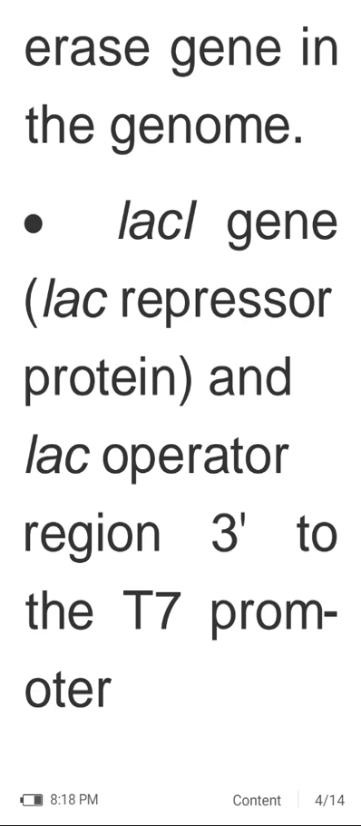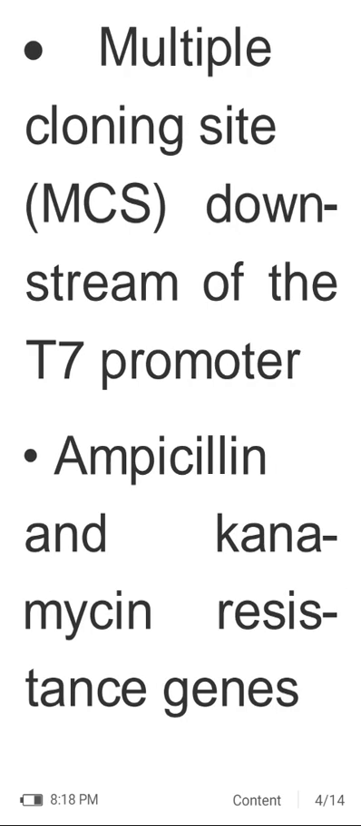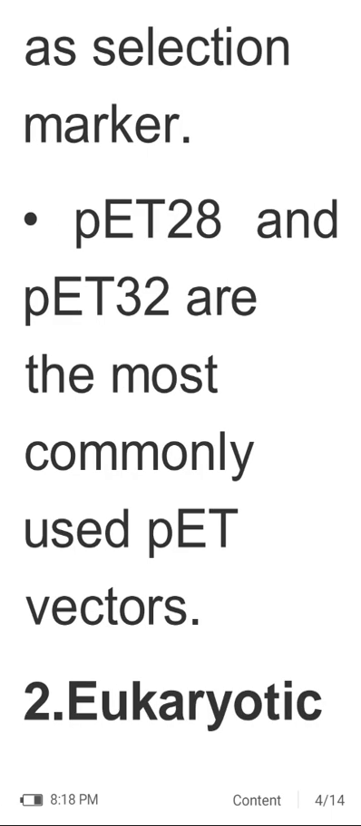LacI gene, LacI repressor protein, and LacI repressor region 3' to the T7 promoter. Multiple cloning site, MCS, downstream of the T7 promoter. Ampicillin and kanamycin resistance genes as selection markers. Then pET28 and pET32 are the most commonly used pET vectors.